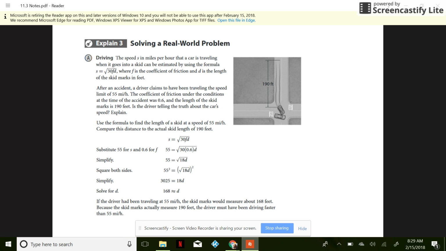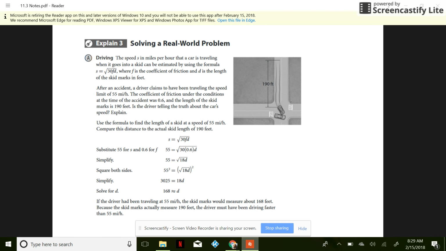We're continuing our lesson on solving square root and cube root equations and working now with some real world problems. So here we've got an example with someone driving, and the amount of skid is modeled by the function s is equal to the square root of 30fd, where f is the coefficient of friction and d is the length of the skid marks in feet.